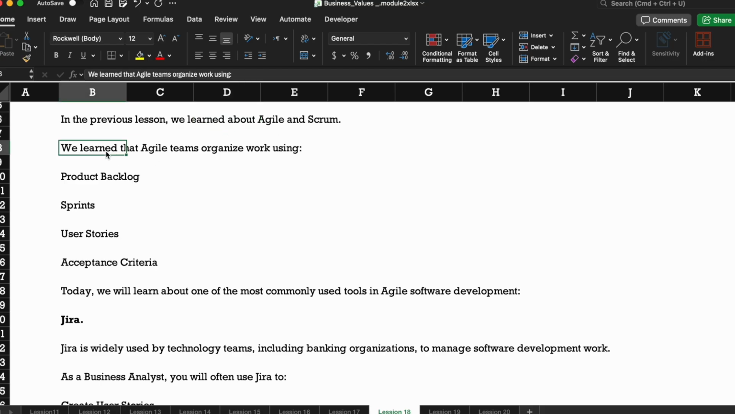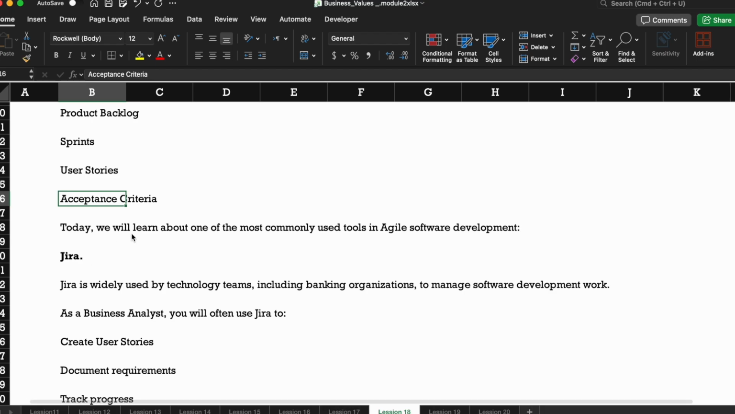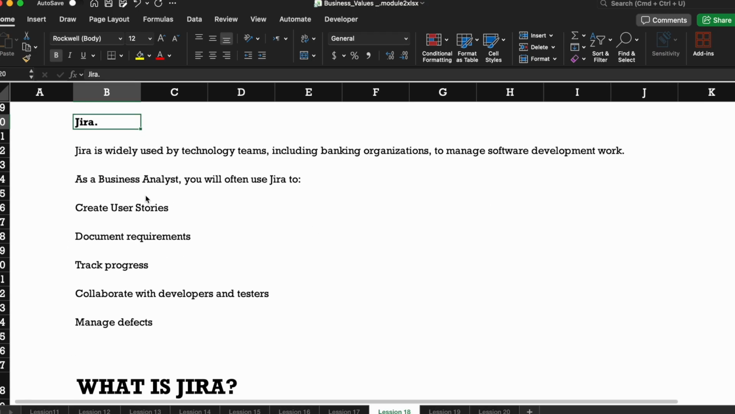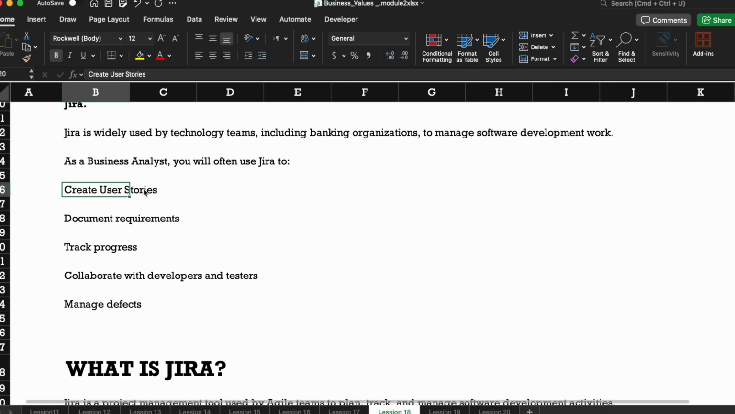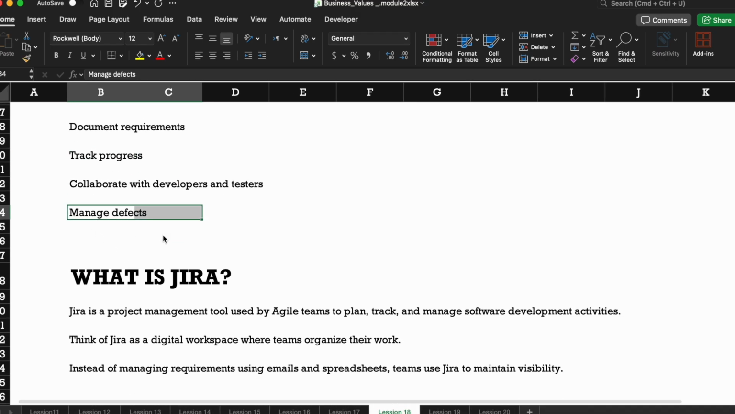We learned about Agile and Scrum. We learned that Agile teams organize work using product backlog, sprint, user stories, acceptance criteria. Today we learn about one of the most commonly used tools in Agile software development, Jira. Jira is widely used by technology teams, including banking organizations, to manage software development work. A business analyst will often use Jira to create user stories, document requirements, track progress, collaborate with developers and testers, and manage defects.